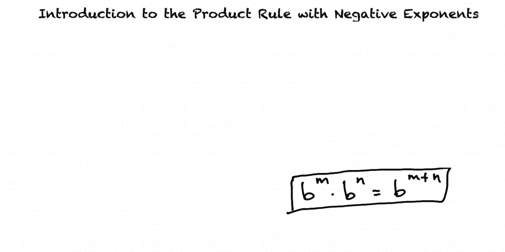This video will cover the topic, Introduction to the Product Rule with Negative Exponents. In this lecture, we will cover the product rule of exponents, but now we will have negative exponents in our problems. As a quick refresher, in the product rule of exponents, when we are multiplying exponential expressions that have the same base, we add the exponents. This sum of the exponents is used as the final exponent of the common base.